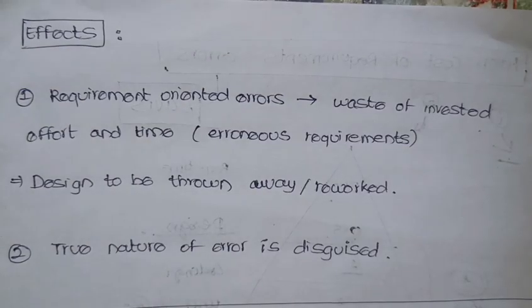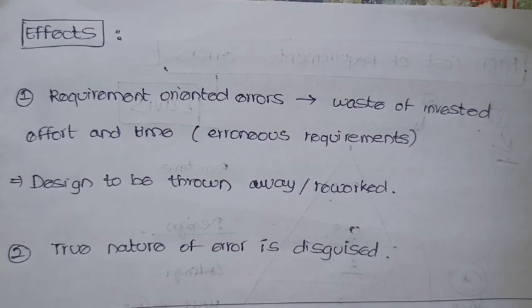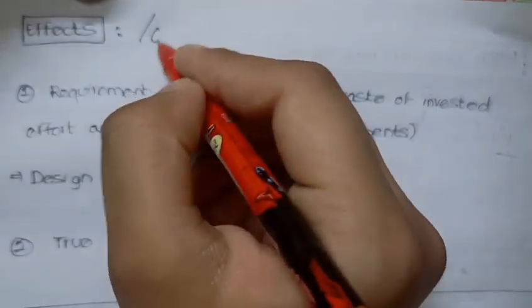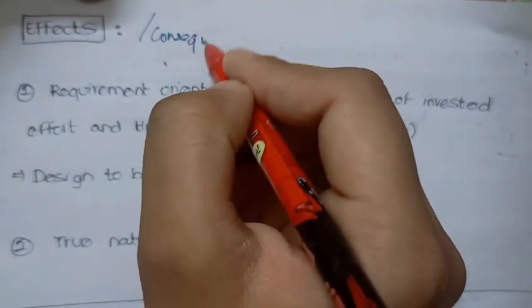So now let's discuss the effects of the requirement errors. As we have discussed earlier, there are two types of errors. One is from a technical design created by the development staff with a correct set of requirements, and the second one is requirement errors which have somehow leaked into the design phase without being identified. Now let's discuss what effects we are going to have, or what consequences. We can also call this consequences.